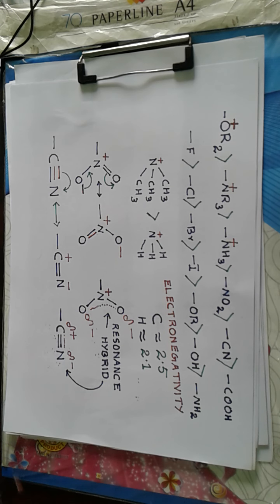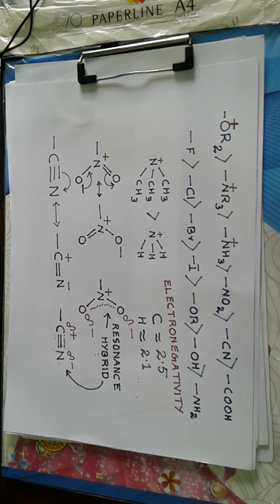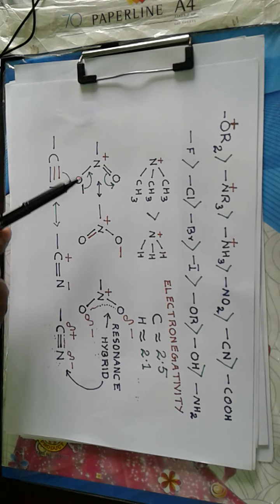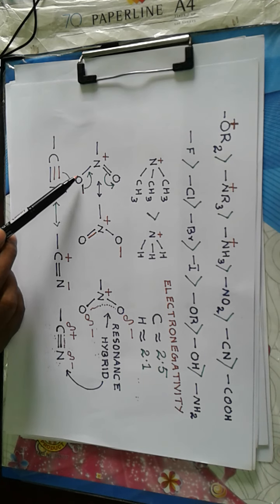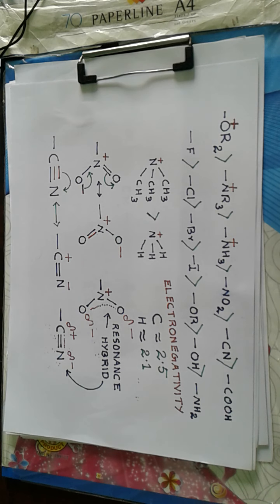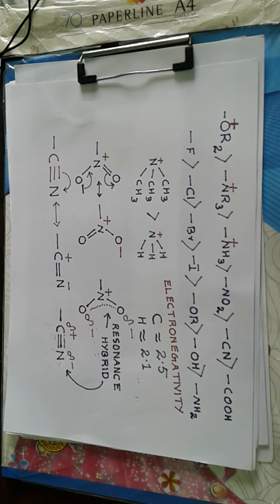Then we shall see the impact of NO2 group. Now NO2 group is shown here. There is a positive nitrogen connected by a double bond to oxygen atom, and then a single bonded O negative. Now the net charge of a nitro group is 0, because positive 1 plus negative 1 is equal to 0.